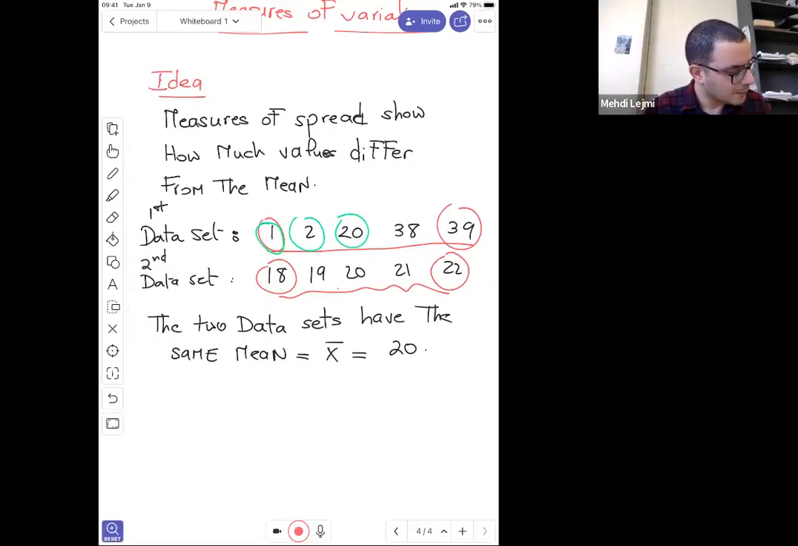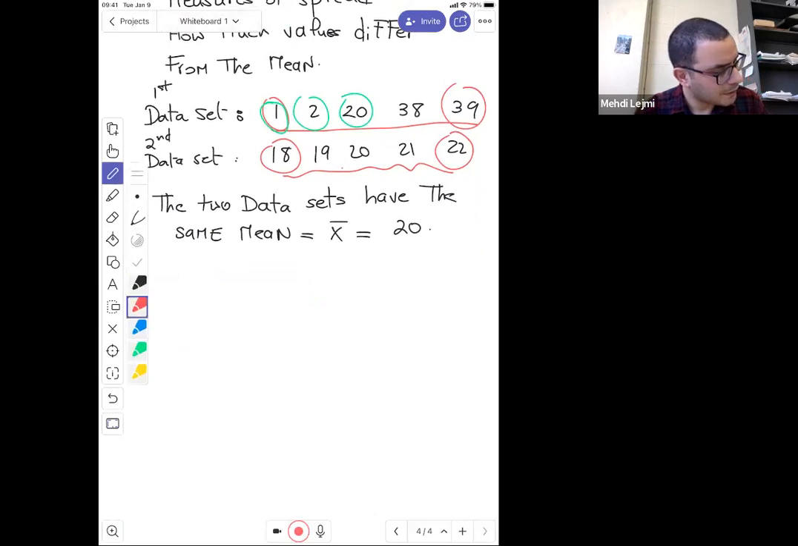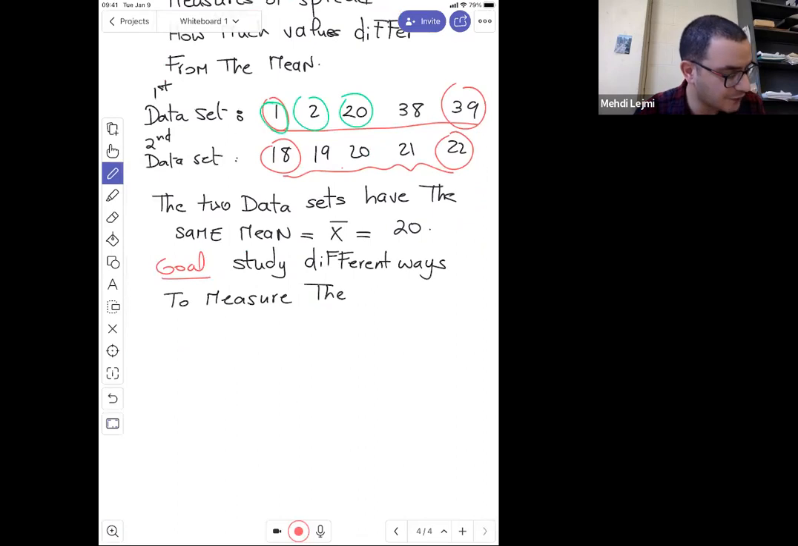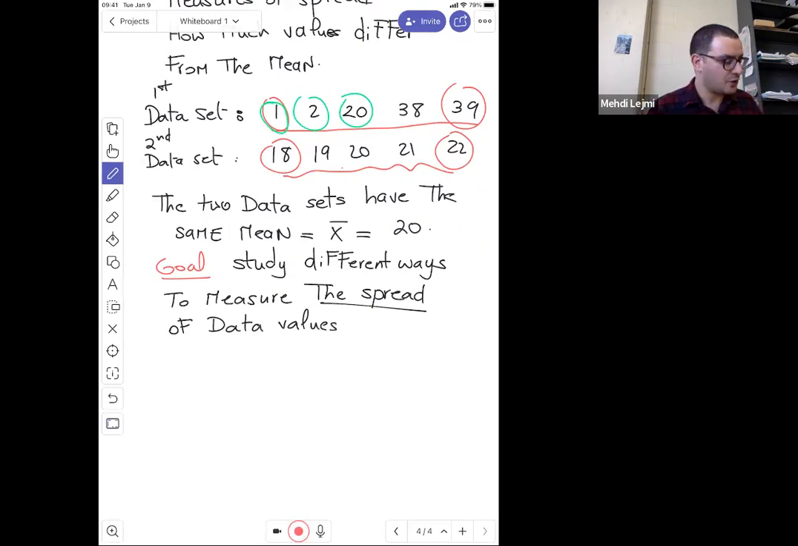All right, so the goal now is that we're going to study different ways to measure the spread or the variation of the data, the spread of the data or data values. All right, so first we're going to start with the range.